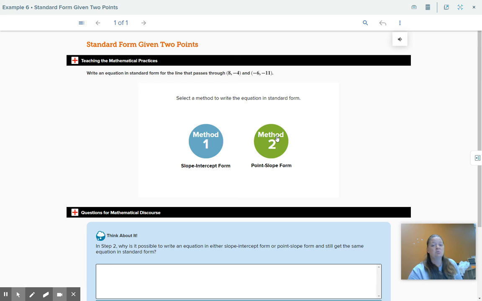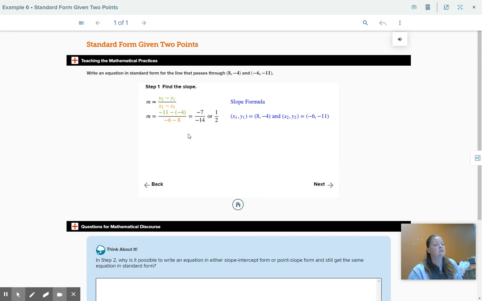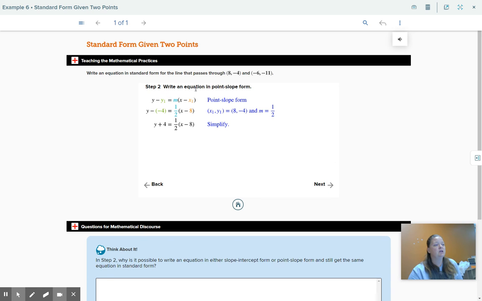Now, if we wanted to use the point-slope form, which is another option that we can use, we find our slope again, same process as before. We get 1/2 for our slope. But this time we plug it into the point-slope form. So we take our 1 point, (8, -4), and we plug it in for x1, y1. We take our slope of 1/2, we plug that in, and we get y plus 4 equals 1/2 times the quantity x minus 8.